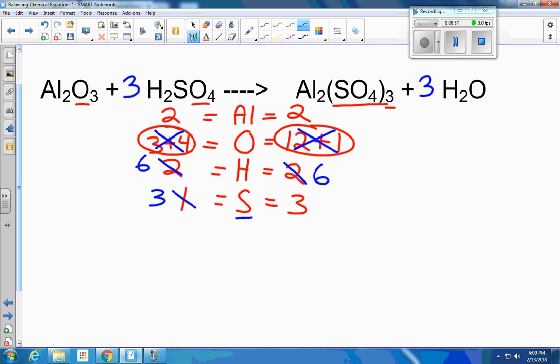Now I'm going to start on the product side. 3 times 4 oxygen is 12, plus 3 times 1 oxygen is 3, which gives me a total of 15. On the reactant side, I have 3 oxygen here, plus 3 times 4 oxygen gives me 12, which gives me a total of 15. So this equation is balanced.